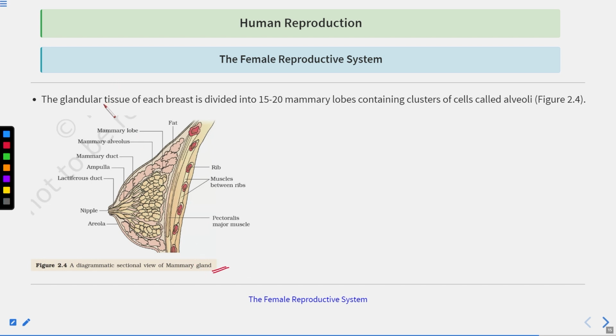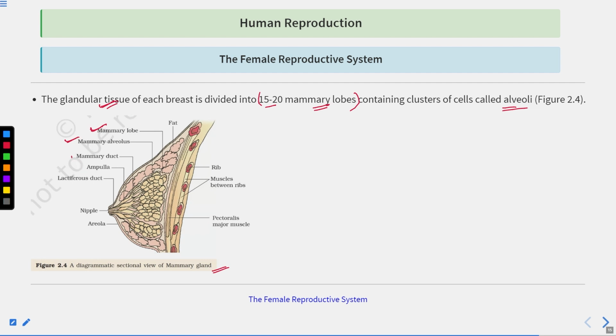Clear? Now the glandular tissue of each breast is divided into 15 to 20 mammary lobes containing clusters of cells called alveoli. Clear? So here you can see this is the mammary alveolus. This is the mammary lobe. So the mammary gland of the breast consists of glandular tissue. This glandular tissue is divided into 15 to 20 mammary lobes. Here you can see these are the mammary lobes, and these mammary lobes consist of the mammary alveolus.